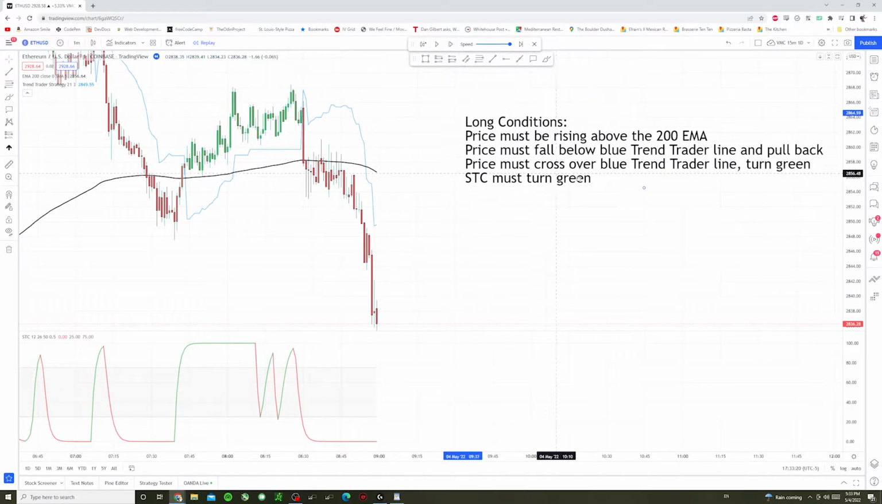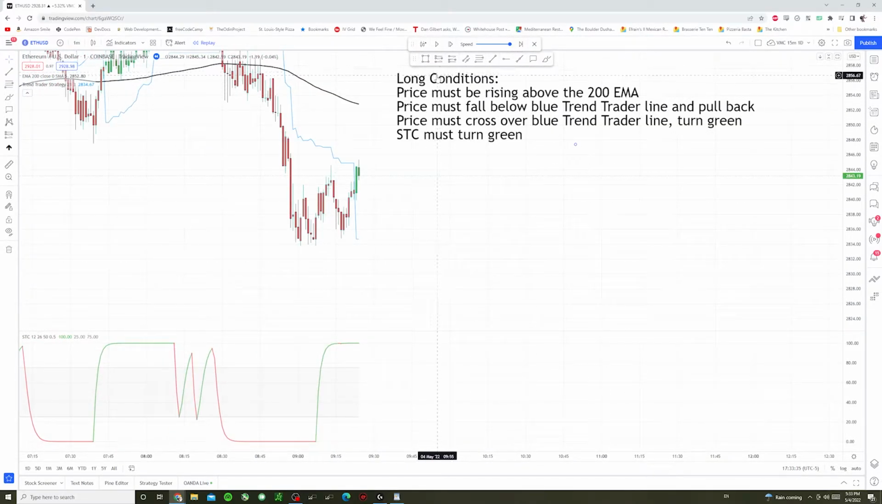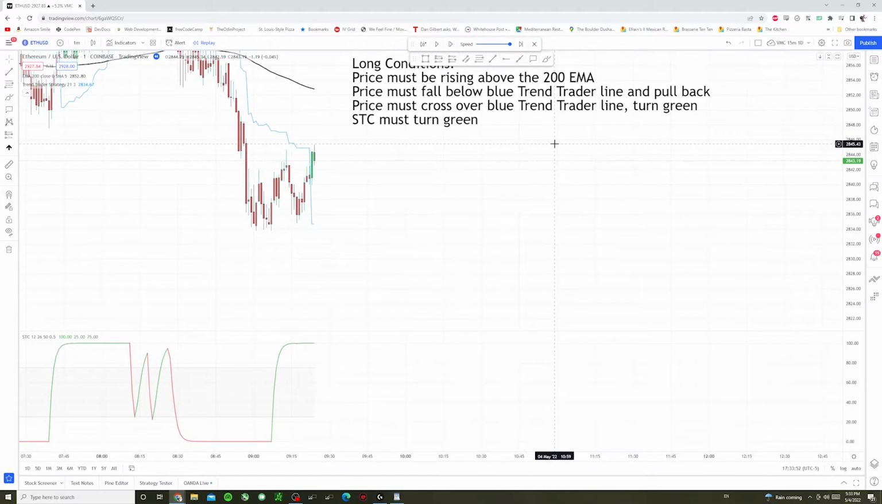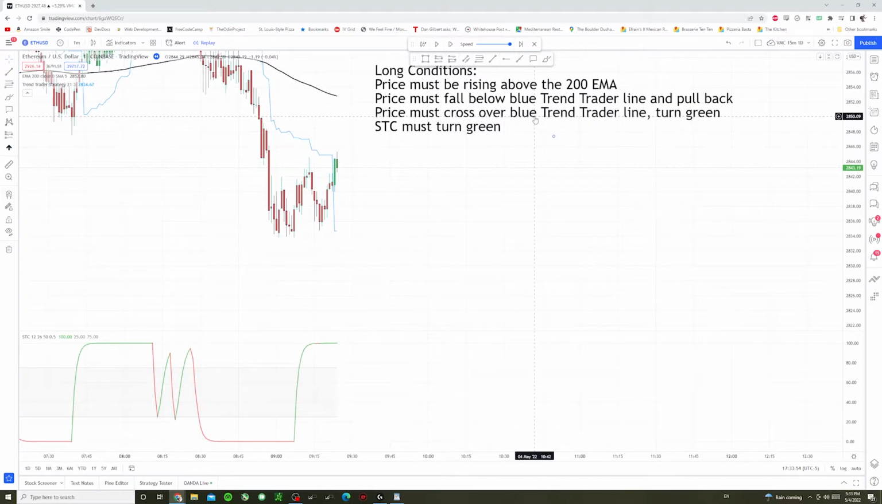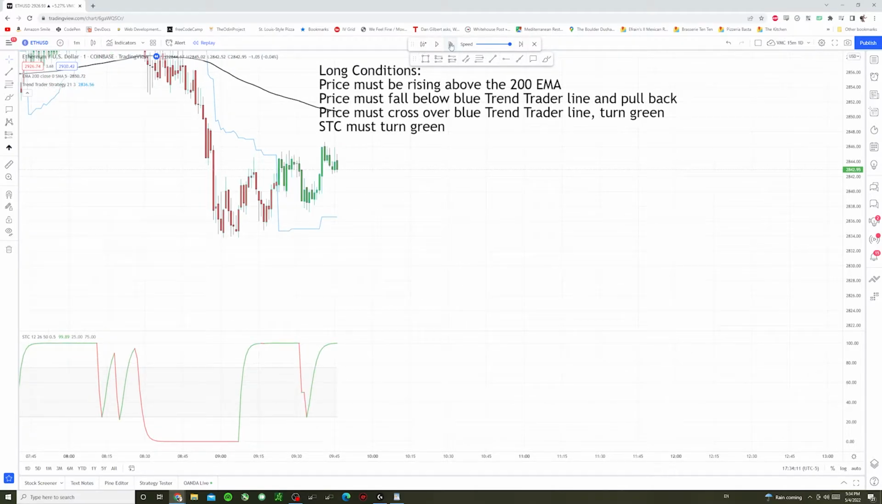A big pullback. So the short conditions are just the opposite of the long. Price must be falling below the 200 EMA. We have that here for sure. Price must rise above the blue trend trader line and enter into a pullback, and that's what we have right here. Now we just need to wait for price to cross back over the blue trend trader line and turn red. If we can get a break here.